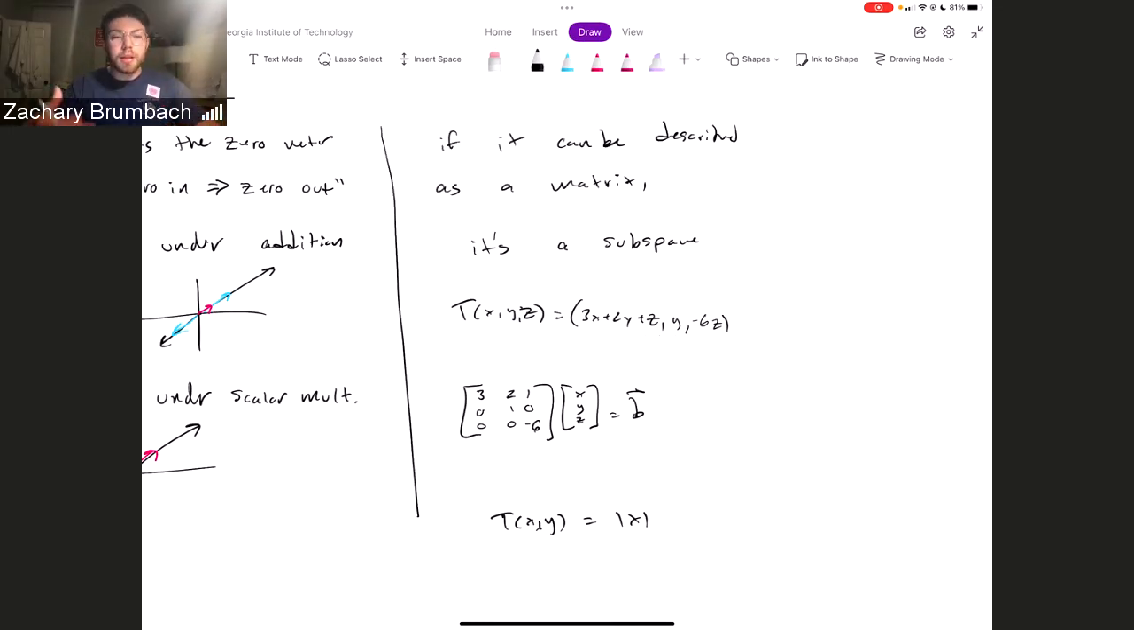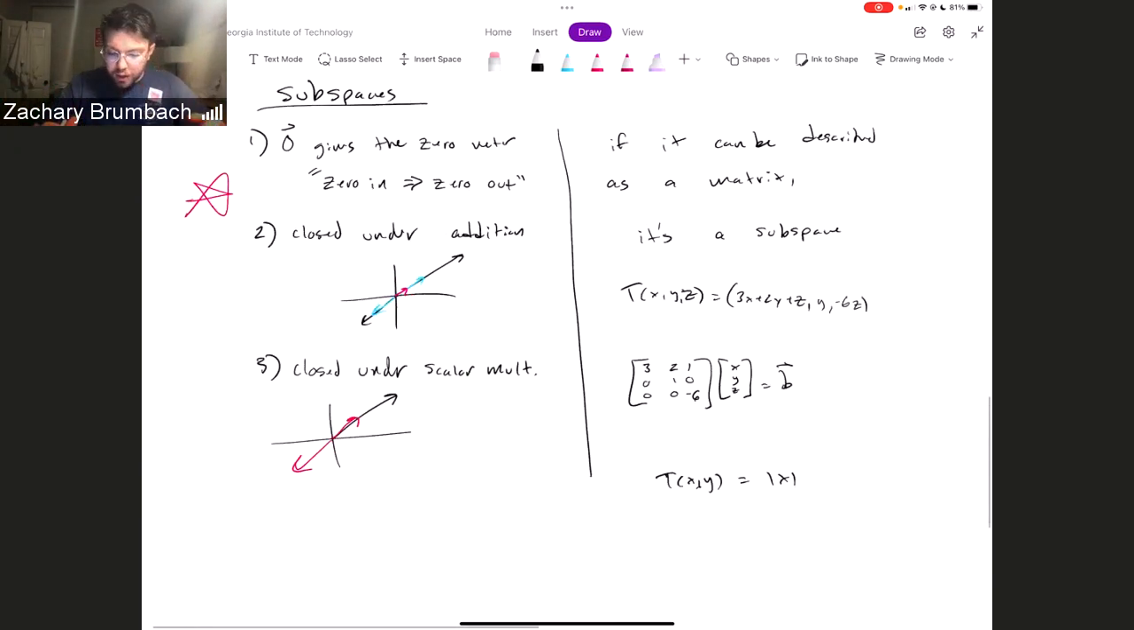But think about column space and null space. Column space lives in your number of rows, and null space is the same thing as a solution set, so it lives in your number of columns. R to the number of columns is the space it lives in. Any questions about this stuff? Cool.